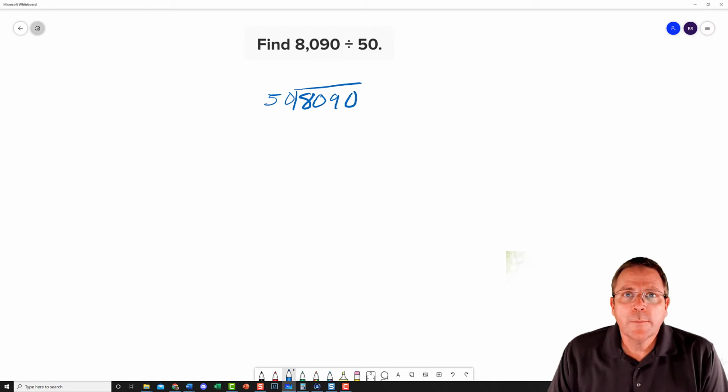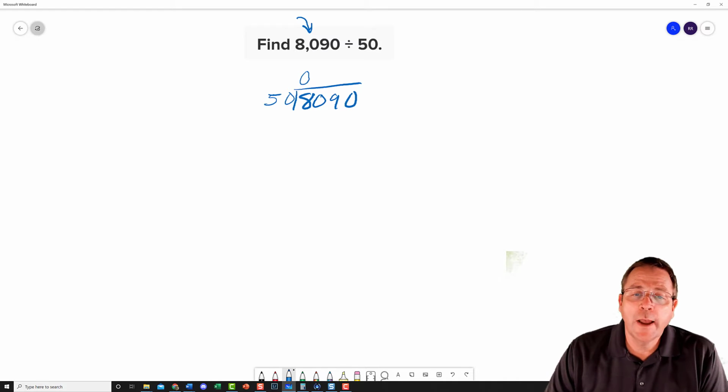Alright guys, did you get the problem right? Let's take a look at how I did it. First off, the first number always goes in the house. Always goes in the house. So, I've got 50 divides into 8,090. Say 50 goes into 8 0 times. You don't have to put that 0 there, but it's a good placeholder.